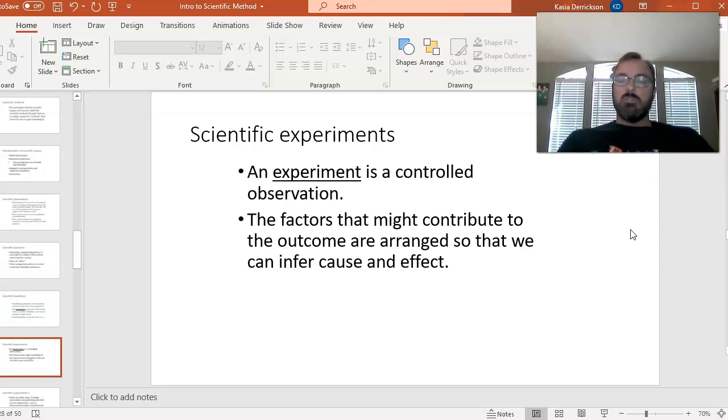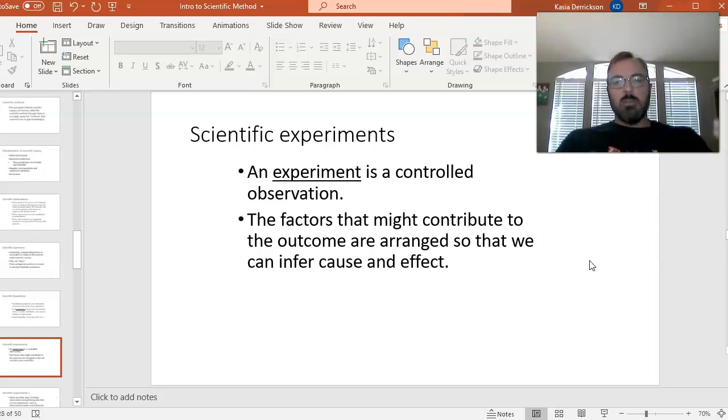An experiment is just kind of what you would expect. It's a controlled observation. We try and control as many of the variables as possible so we can isolate just one variable at a time. That's what we typically try and do in an experiment. Factors are arranged so that we can infer cause and effect. All right, so we try and eliminate a lot of external variables so that we can see cause and effect very clearly. Okay, you guys get the idea?